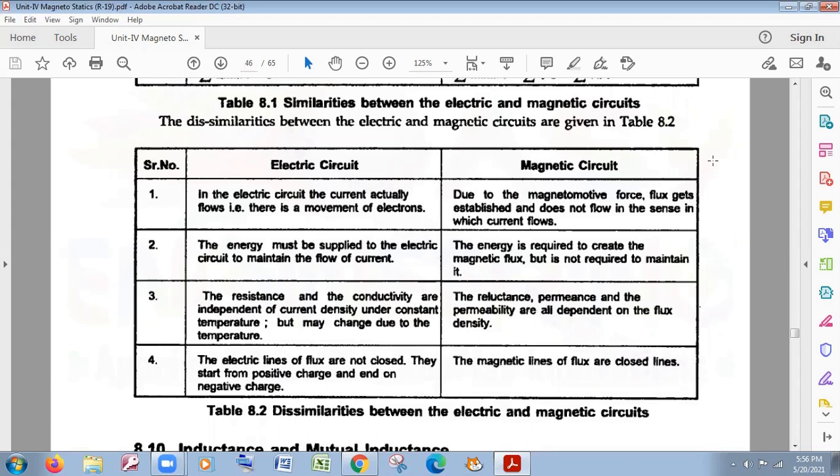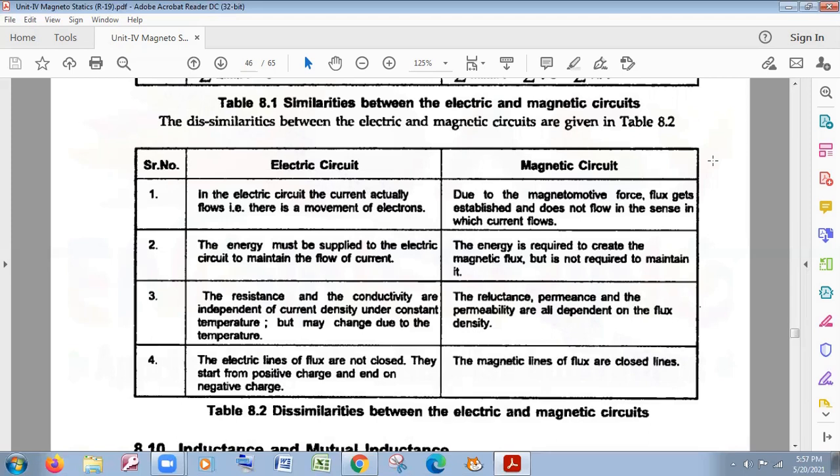Second, the energy must be supplied to the electric circuit to maintain the flow of current. In the magnetic circuit, energy is required to create the magnetic flux, but it is not required to maintain it. Third, resistance and conductivity are independent of current density under constant temperature, whereas reluctance and permeability are dependent on the flux density.